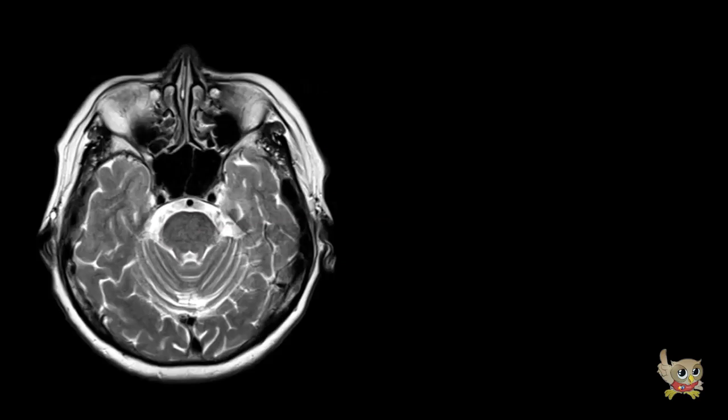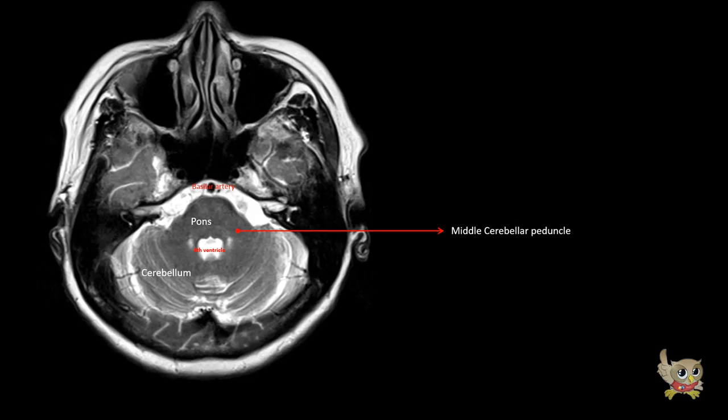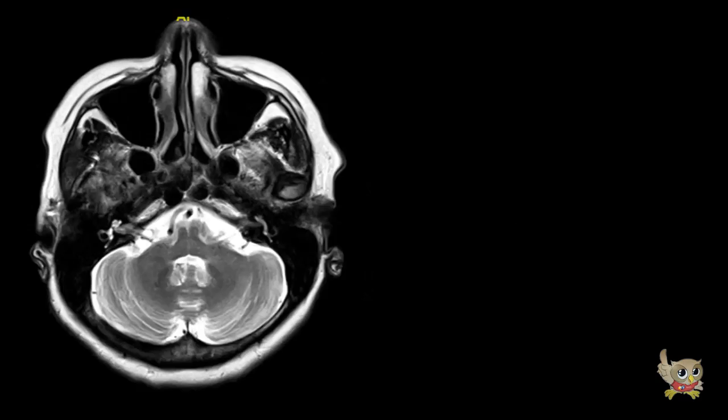This is at the level of the pons. The fourth ventricle is the ventricle of the pons, and posterior to the pons is the cerebellum. The basilar artery is situated anterior to the pons and is lodged in a groove in the middle of the pons. The middle cerebellar peduncle connects the pons to the cerebellum. This is cranial nerve 7 and cranial nerve 8 at the cerebellopontine angle.